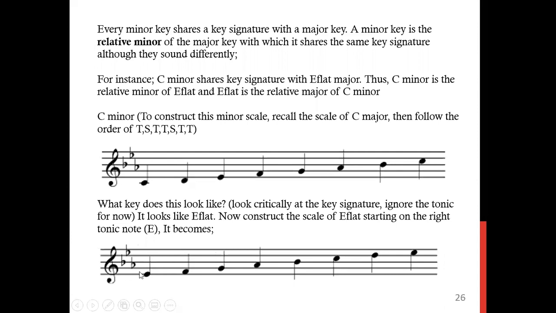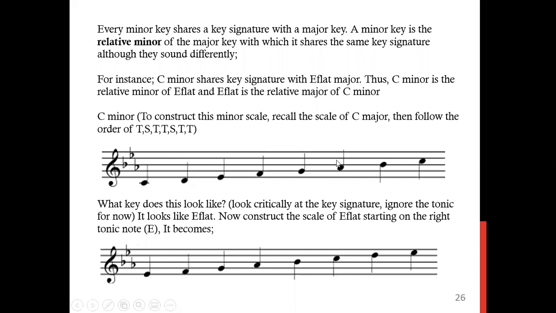You will now construct your E flat. If you construct E flat now, you start on the right tonic. Your right tonic has to be the note of that key signature. Am I correct? Because if you're saying that it's going to be E flat, then the tonic must start on E. It must not start on C.